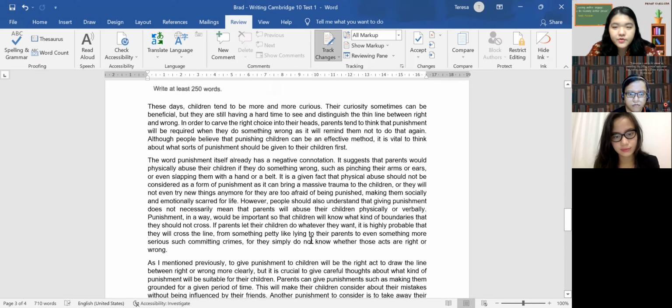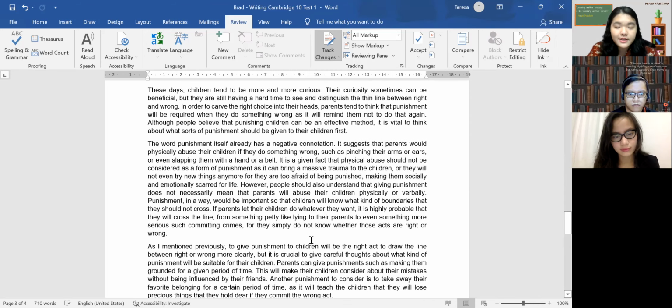In terms of paragraph, like before in task 1, it's good. Ms. Camilla, do you have any comments on this? Okay, so yes, there are 4 paragraphs, which is quite like the usual task 2 of IELTS. And the introduction is quite good because it gives some background of the question, and he gave a thesis statement. It is vital to think about what sorts of punishment, and he doesn't reveal everything. He saves it in the body paragraphs.